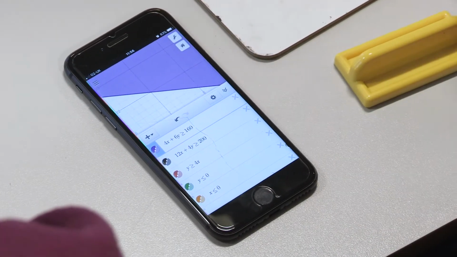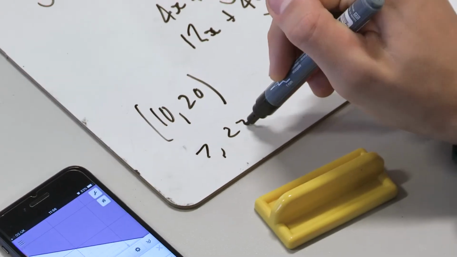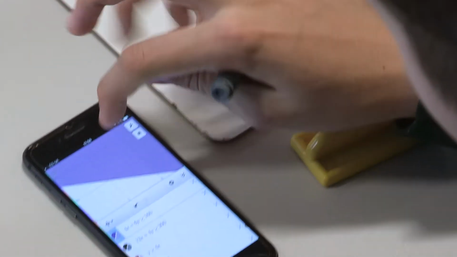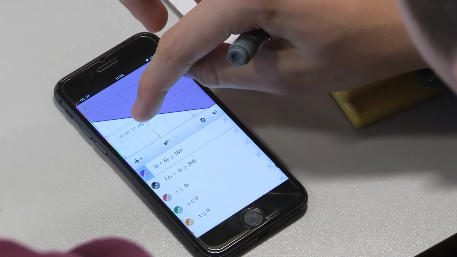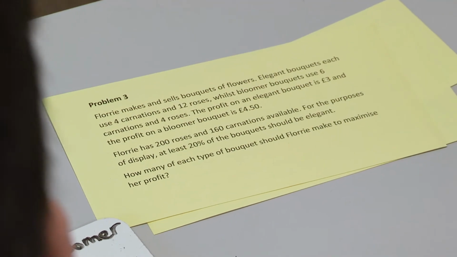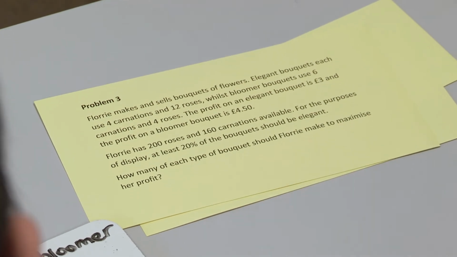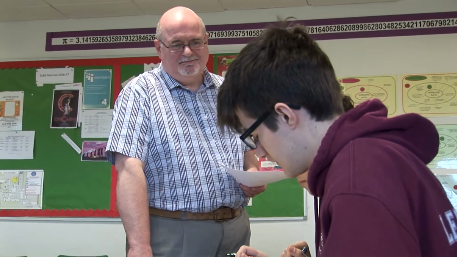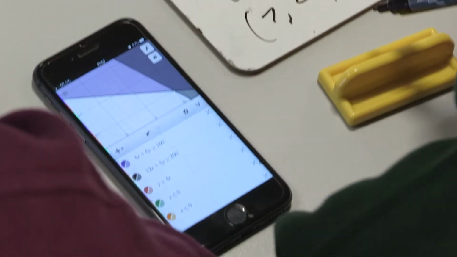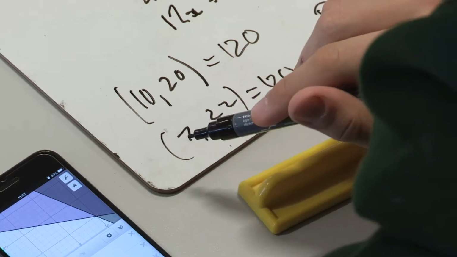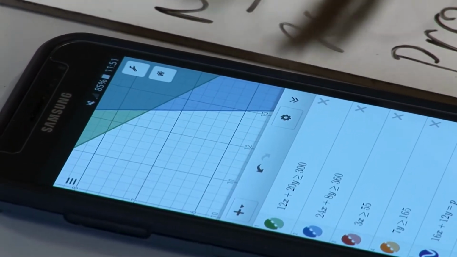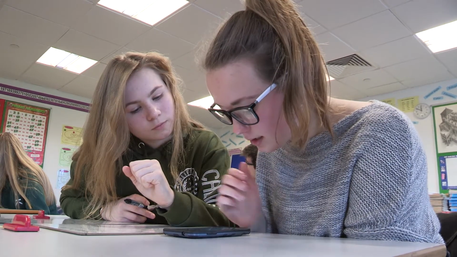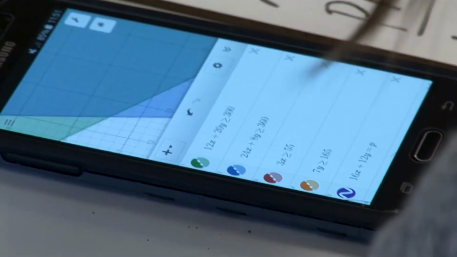That's 8.5. Yeah, just the 7, 22 one. Okay, 7, 22, and that's the same profit? Yeah. How many of each size should she make either? The bloomer uses fewer flowers. Right, so we're back onto integer solutions now. So is it going to be 7, 12 then? That's going to be the furthest across.